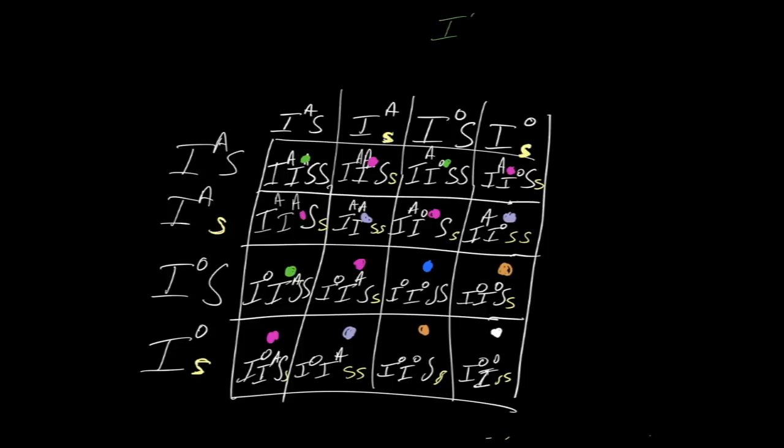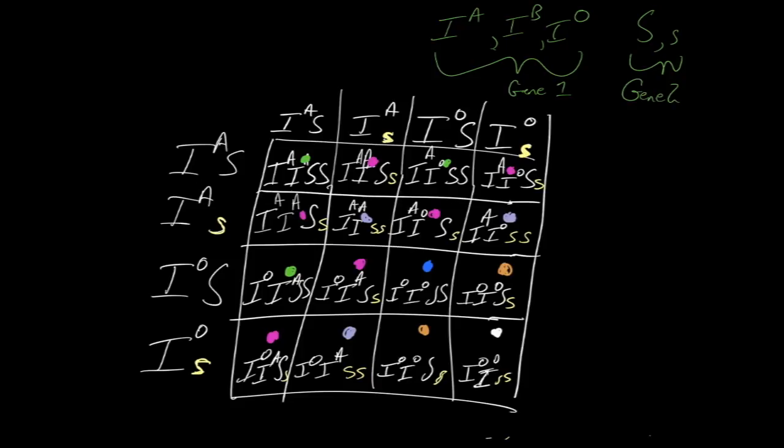So IA, IB and IO, there's 3 possible alleles. These are all one gene, gene 1. Do you understand that? That's blood type. Sickle cell has 2 alleles. It's either a big S or a little s. That's it. 2 alleles for gene 2. Do you see that? There's 2 genes. One of them is the I gene, the other is the S, big S or little s. All right.